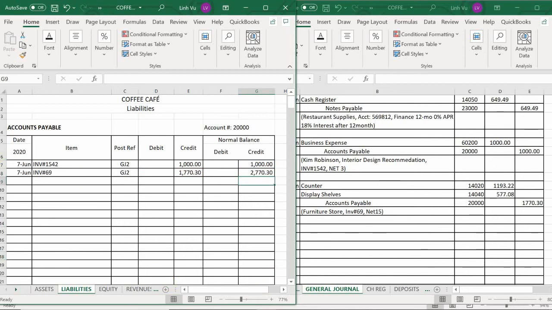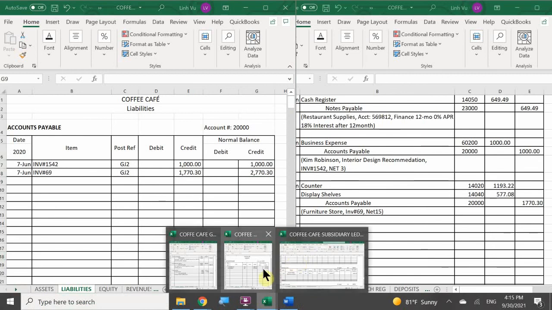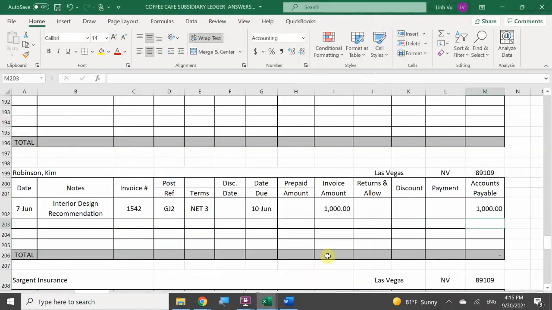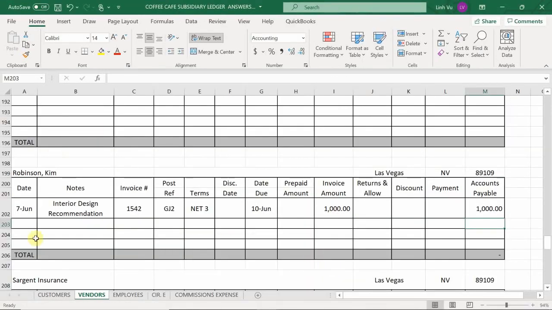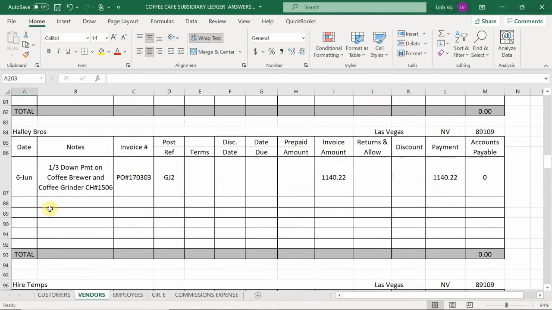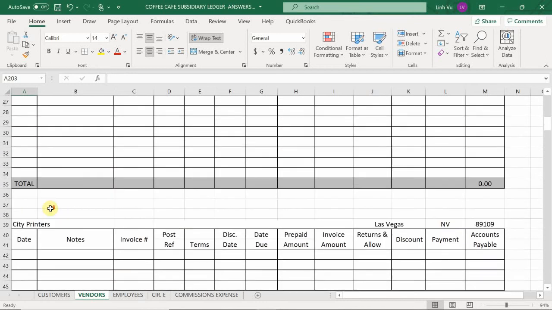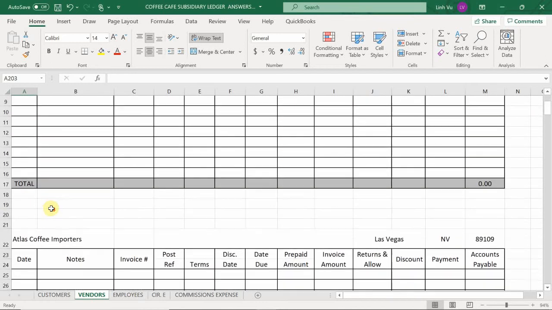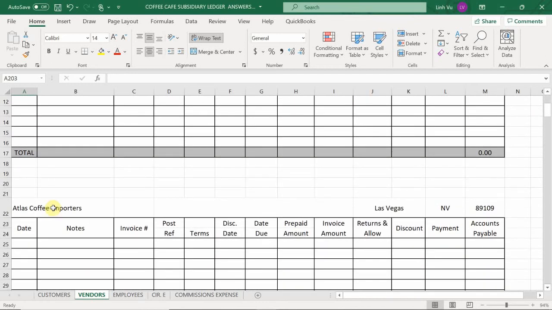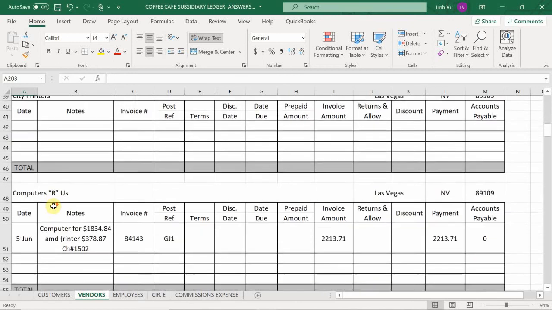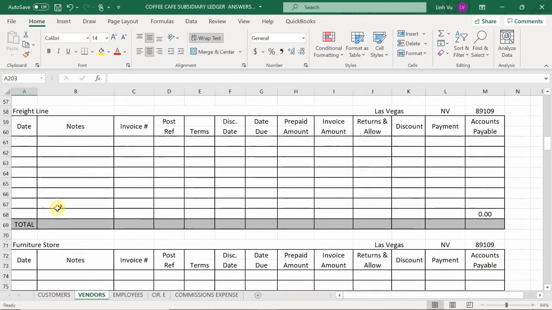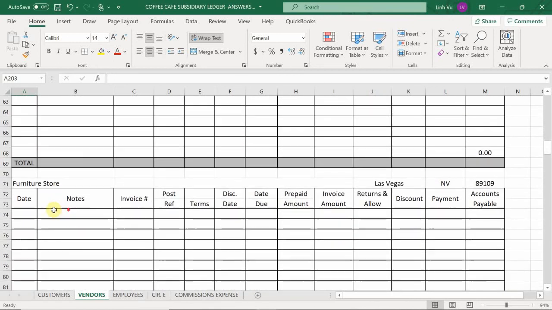Okay, so now we have that. Let's go ahead and add that to our subsidiary ledger. Yes, we have an account under furniture store, and we have the same estimate there. Okay, here we are, furniture store. Oh, we didn't write anything.